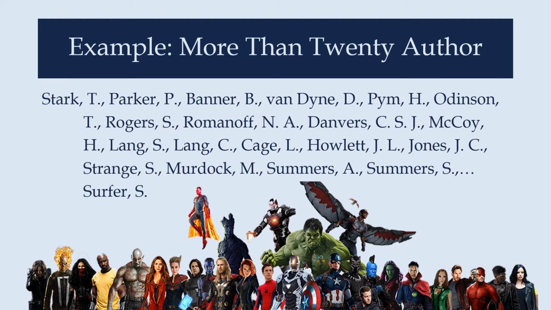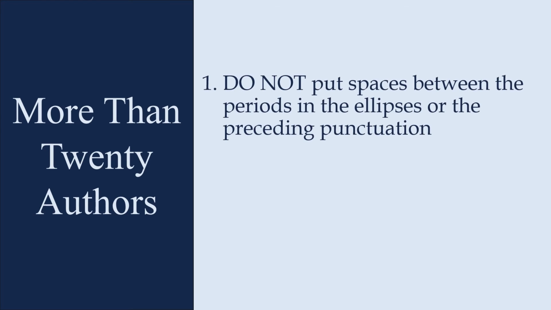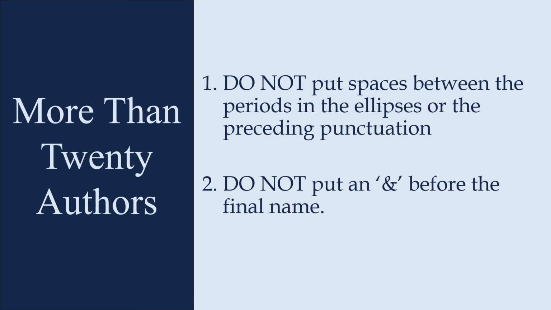The other common issue is that people will often put the ampersand or and symbol before that last name, but we don't include this either. When the reader sees the ellipses, they'll know that we're leading into the final name, and we're also going to pass over the ampersand as well as each of the names between the 19th and final name. So just a quick recap for those 2 rules. Do not put spaces between the periods in the ellipses or the preceding punctuation. And do not put the ampersand or and symbol before the final name.